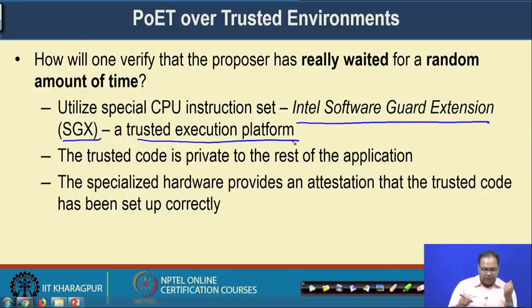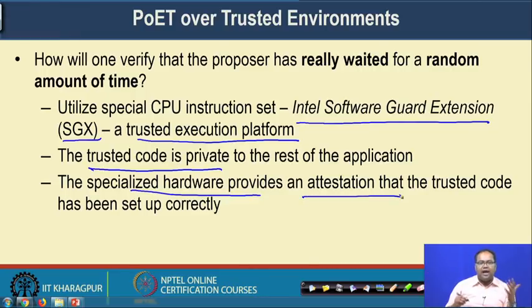This trusted execution platform is a hardware platform where you can write trusted code in a private way, and that code is private to the rest of the application. So, it is completely hardware control, it is not software control. The specialized hardware provides an attestation that the trusted code has been set up correctly, and if you have implemented this randomization waiting time as a part of the trusted code, that it has been implemented correctly and executed correctly. So, you are getting a guarantee from the hardware itself, not at the software level. The attacker will not be able to modify that.